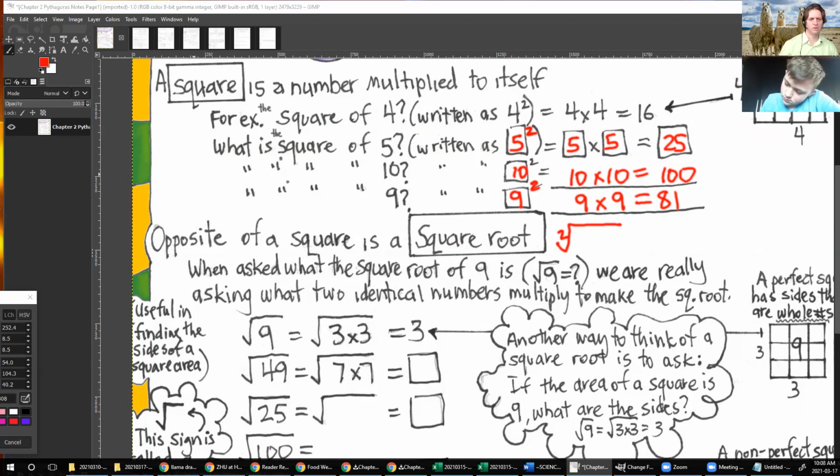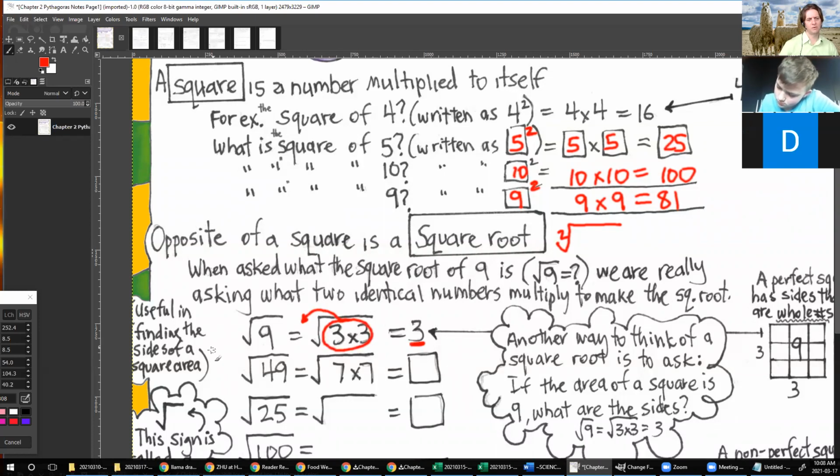The square root of 3 times 3. What I do is, when you have a square root, you can take a pair of numbers and pull them out of the square root, and they just turn into one of those numbers. So it's 3. And we can go backwards, and I'll show you that in a few minutes here.